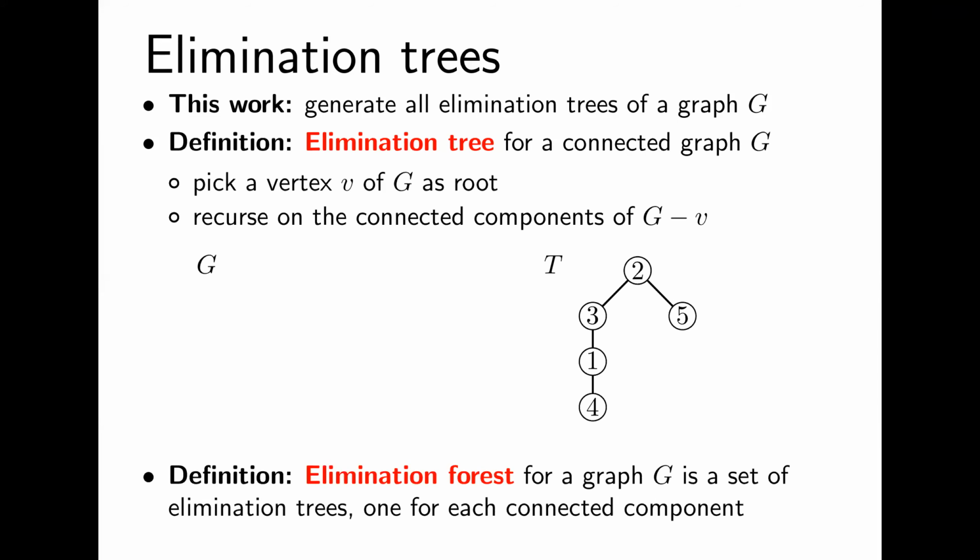There's a slight generalization of this notion. The definition of elimination tree I gave is for a connected graph G. If your graph is not connected, then you get an elimination forest, and this you get by doing this elimination tree for each connected component. So an elimination forest is a set of elimination trees, one for each connected component.